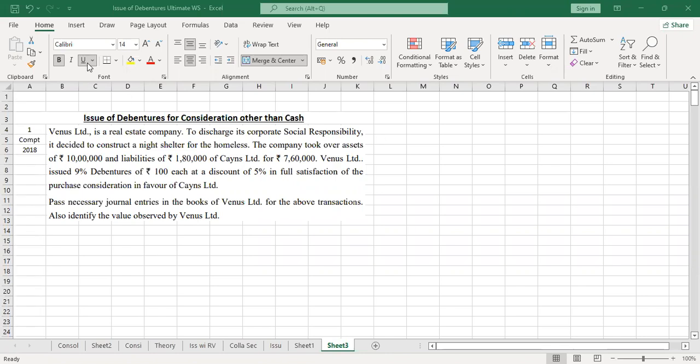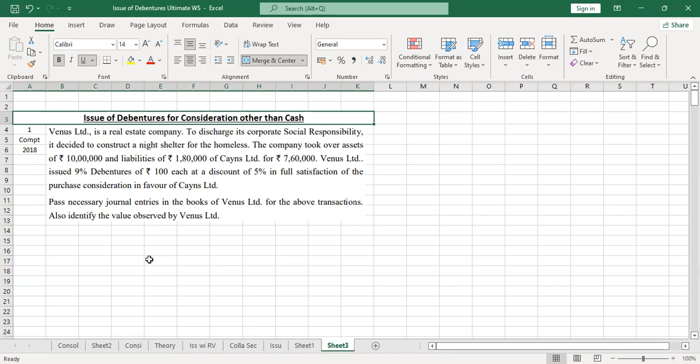Venus Limited is a real estate company. To discharge its corporate social responsibility, it is decided to construct a night shelter for the homeless. The company took over the assets of 10 lakhs and liabilities of 1 lakh 80,000 of Keynes Limited for rupees 7 lakh 60,000. So in this question, they have given the purchase consideration, and that is 7 lakh 60,000. So there is a possibility of us getting capital reserve or goodwill.